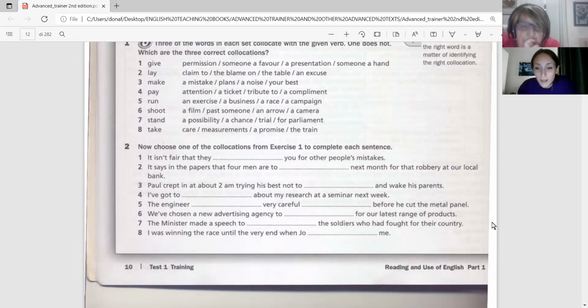Robbery è tipo una rapina. Esatto, brava, una rapina. Per quella rapina al nostro, vabbè, la nostra banca. Si dice, it says in the papers, vuol dire proprio nei giornali, no? Si dice nel giornale che 4 uomini saranno il mese prossimo per la rapina in banca.